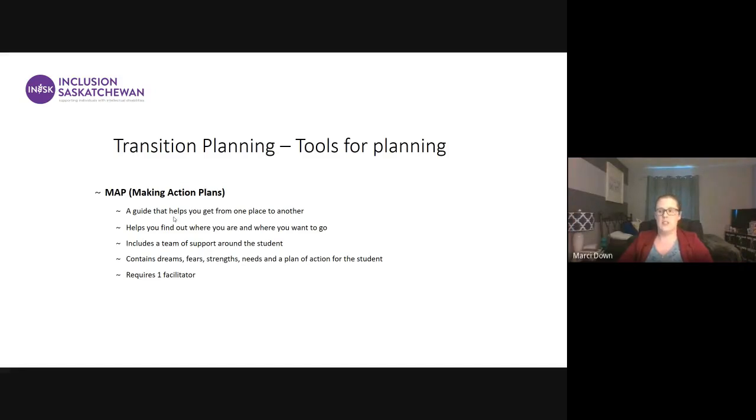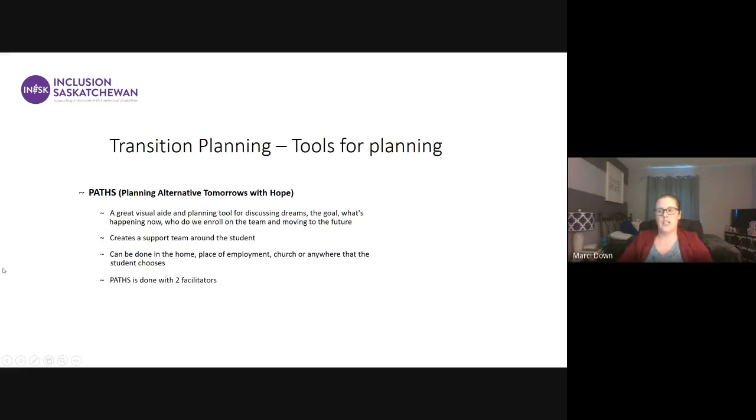The next one is PATHs. So, planning alternative tomorrows with hope. PATHs are really good visual aids and planning tools for discussing dreams, goals, what's happening now, who you want to enroll in the team, and what steps you want to make forward into the future. Even like dreams is the biggest part. We want people to dream. We want people to look at what they want for their future, even if it's something that you don't think is realistic. PATHs are great tools that help create a support team around the individual.